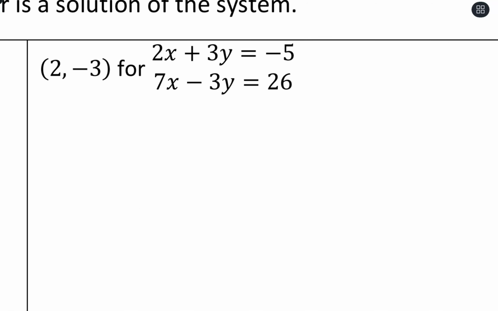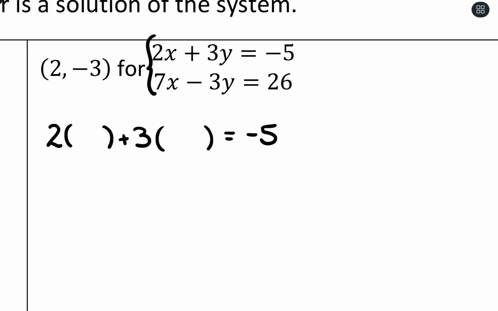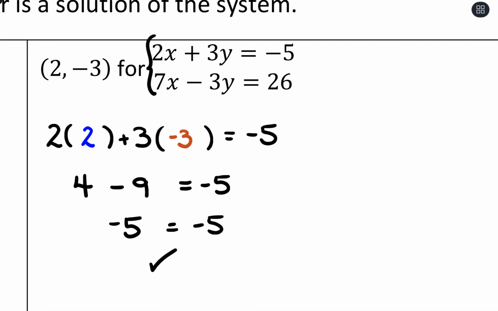Let's try this out with a more complicated system of equations. So we have 2x plus 3y equals -5 and 7x minus 3y equals 26. And what we're going to do is plug in x equals 2 and y equals -3 and see if it works. So 2 times x plus 3 times y is equal to -5, and we're going to plug in 2 for x and -3 for y, and we'll solve. So 4 minus 9 equals -5. Yep, that one works out.